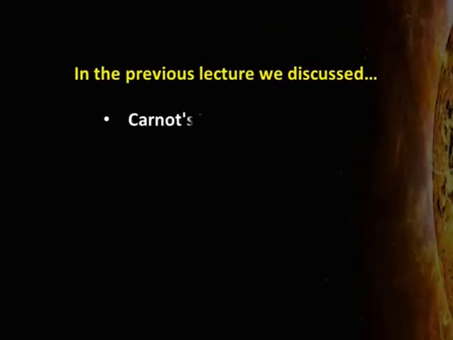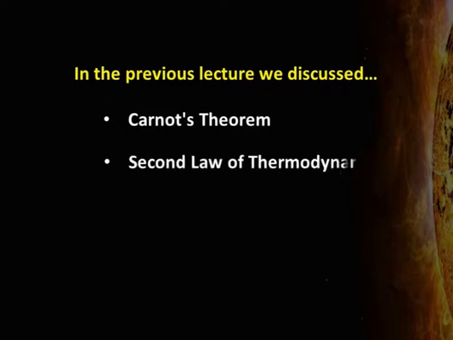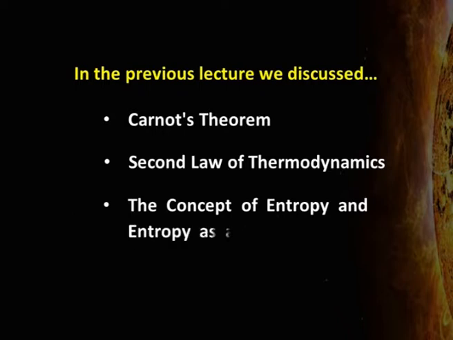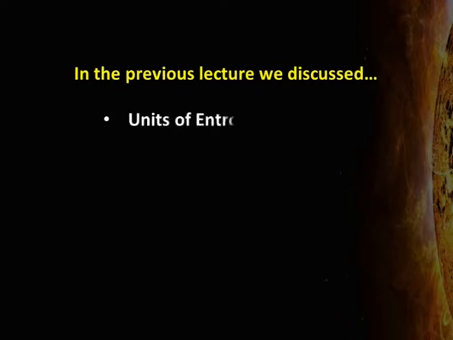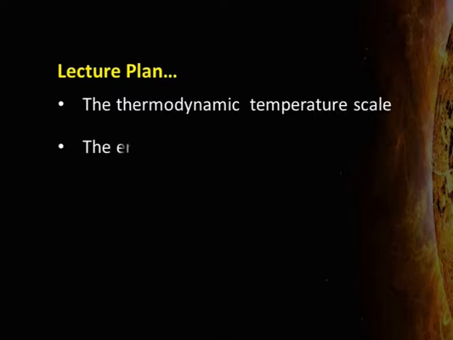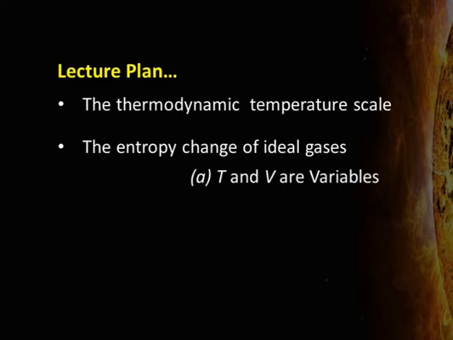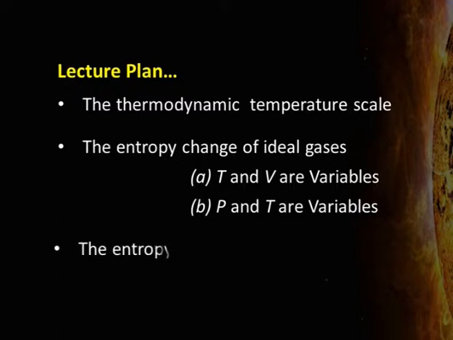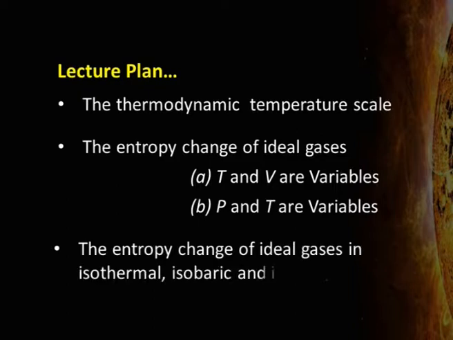For the second unit of thermodynamics, in the previous lecture we discussed Carnot's theorem, the second law of thermodynamics, the concept of entropy and entropy as a state function, units of entropy, the inequality of Clausius and factors affecting entropy. Today we are going to discuss the thermodynamic temperature scale, the entropy change of ideal gases when temperature and volume are variables, the entropy change of ideal gases when pressure and temperature are variables, and the entropy change of ideal gases in isothermal, isobaric and isochoric processes.